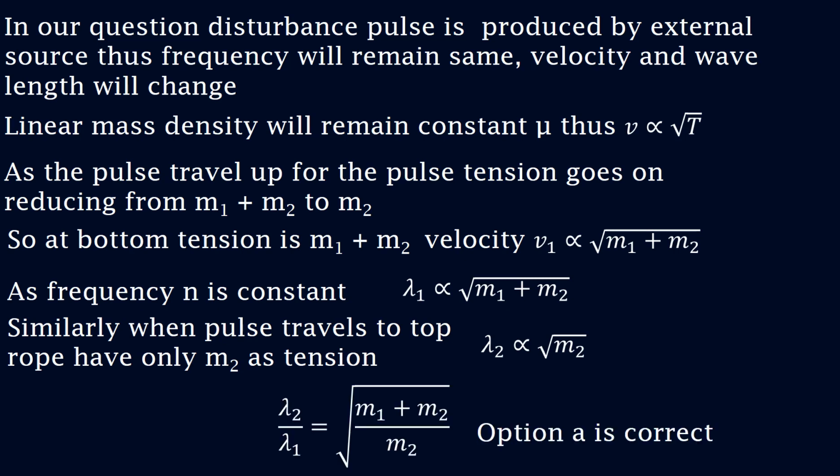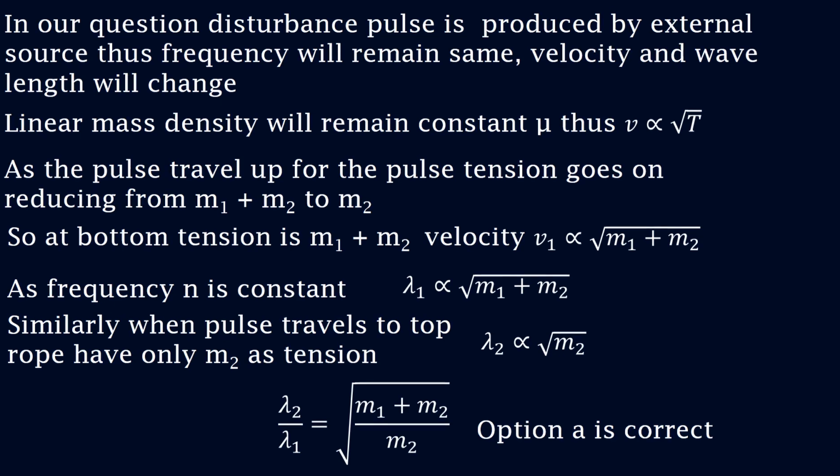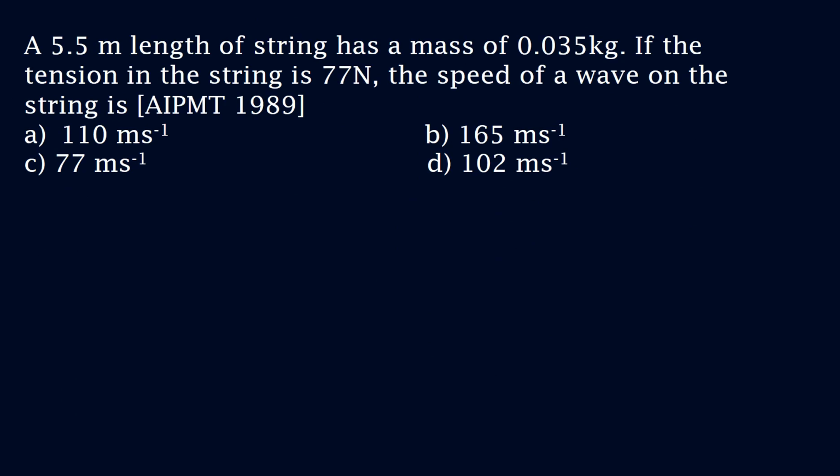By taking the ratio of lambda 2 to lambda 1, we get lambda 2 upon lambda 1 is equal to under root of M1 plus M2 divided by M2. Option A is correct. The given problem involves a string with specific characteristics, length, mass, and tension.